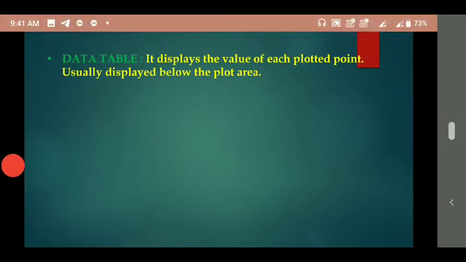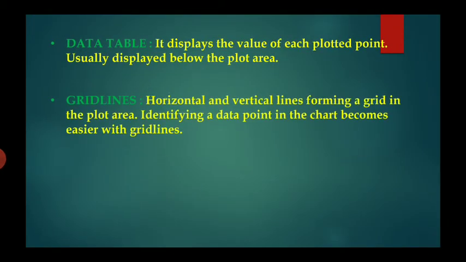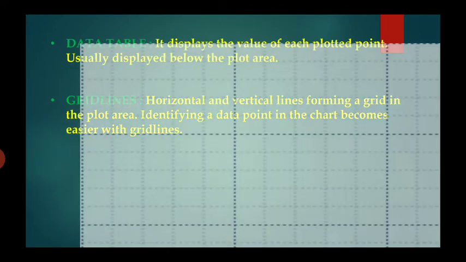The next element is grid lines. These are the horizontal and vertical lines forming a grid of small square boxes in the plot area. Identifying a data point in the chart becomes easier with grid lines. Now you see there are many horizontal lines and vertical lines, and when they intersect each other, they form square boxes. These boxes are called grids, and the whole set of grids is known as grid lines. This is the place where one has to plot the graph.